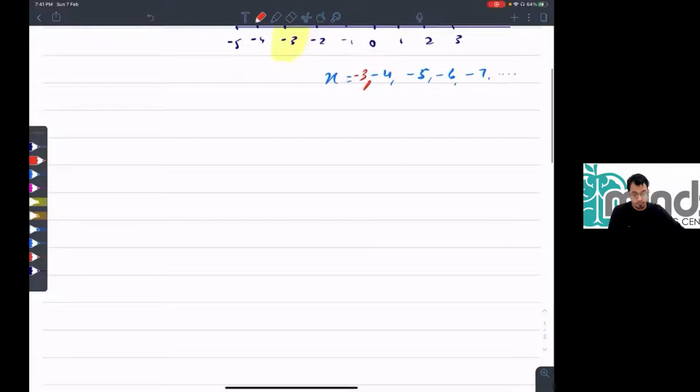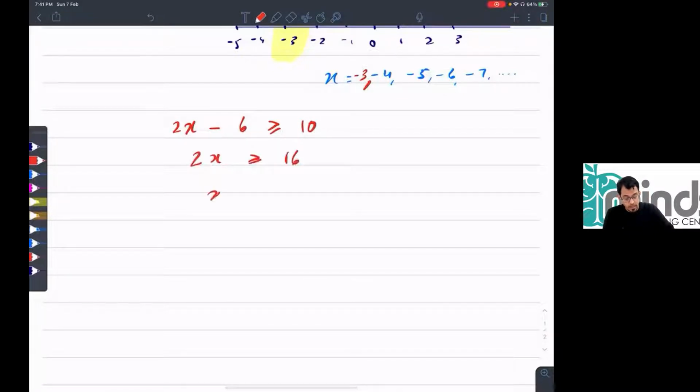Let's solve another inequality. If I say 2x minus 6 is greater than or equal to 10, so when you solve it, it will become 2x is greater than or equal to 16. X is greater than or equal to 8.